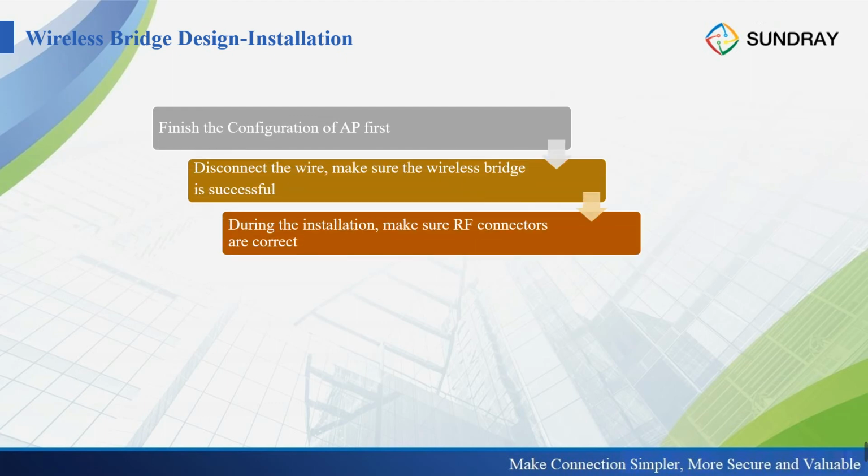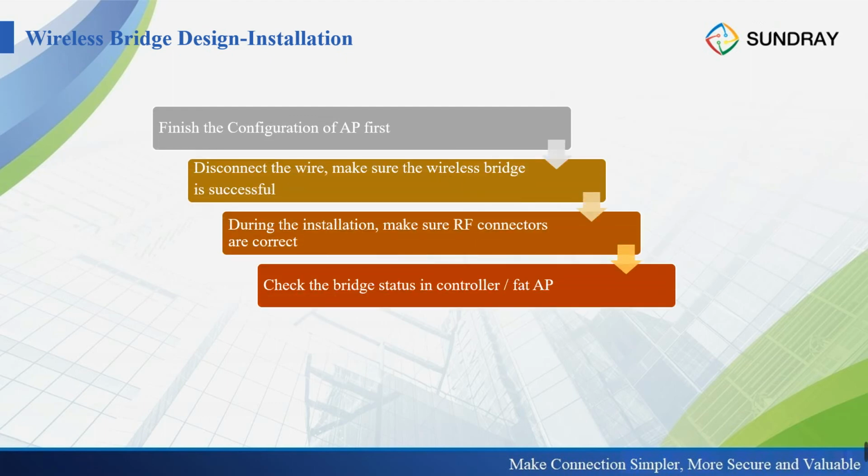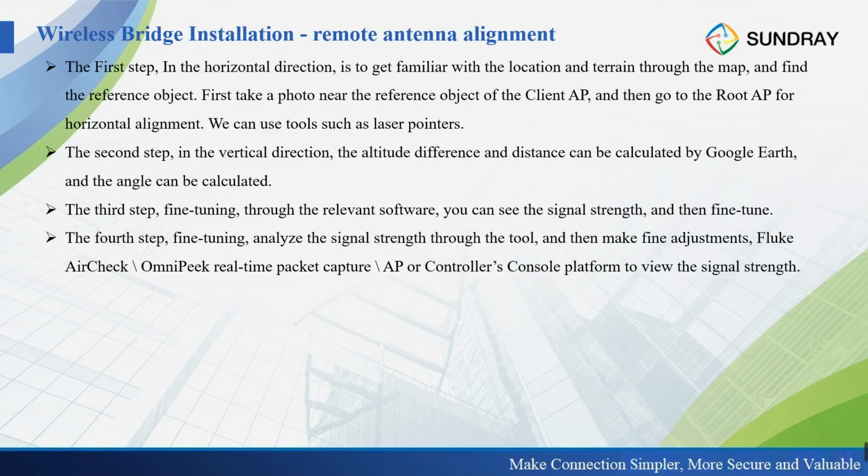And now let's see these installations. For the installation, the first step is horizontal direction alignment. So you need to make sure that the client AP faces the root AP properly.